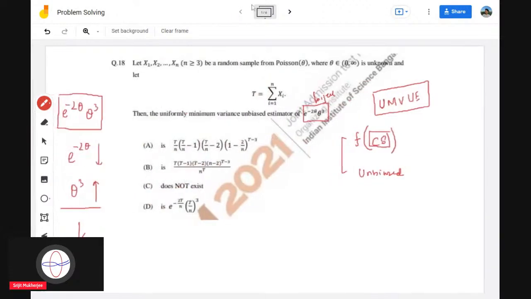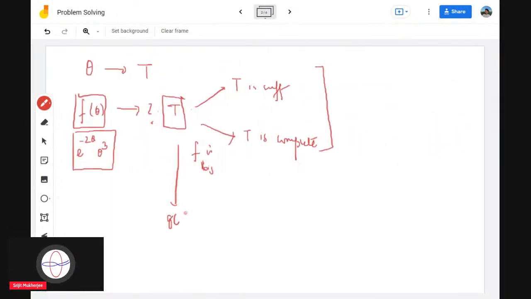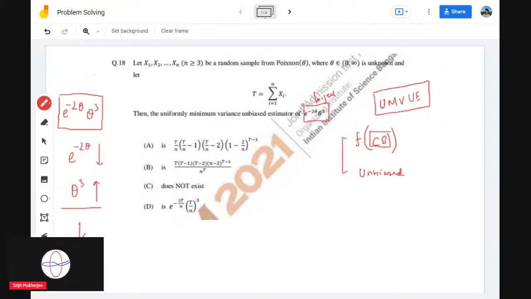Now you have to find the function of T, therefore g of T, such that expectation of g of T is this. Did you understand the steps, guys? First step is to find a complete sufficient statistic for f of theta. And then the next step is to find an unbiased estimator.